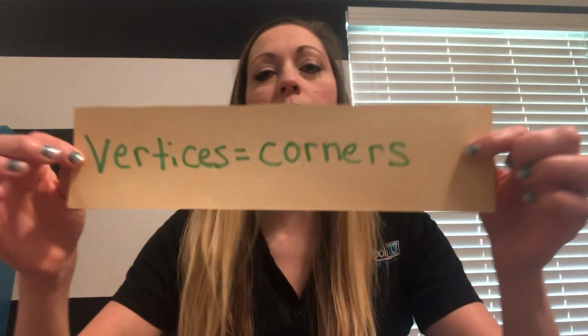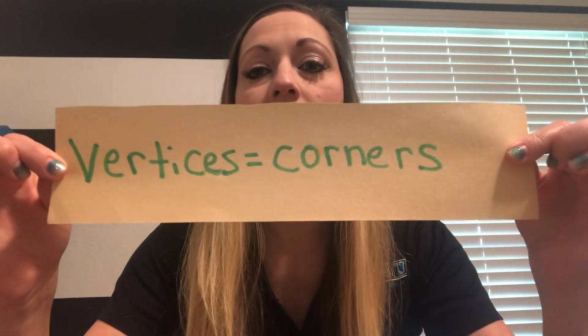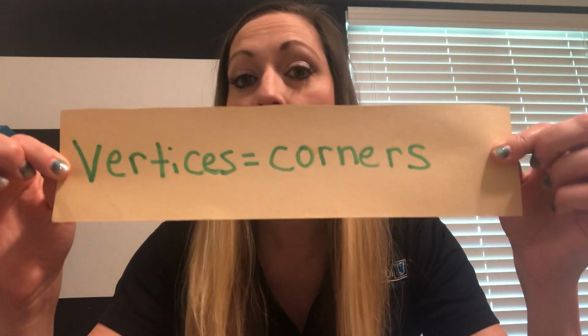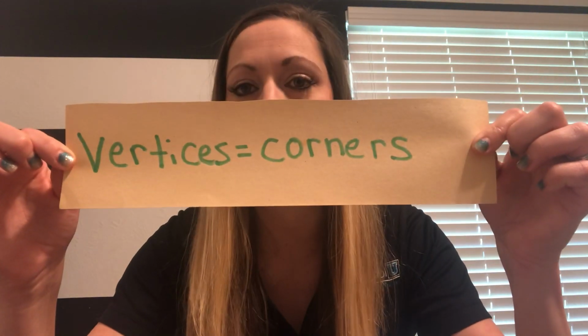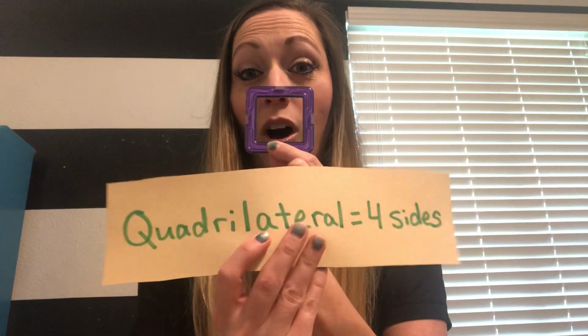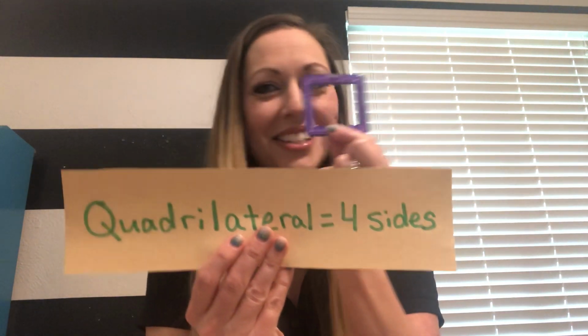The next vocabulary word I have to talk to you about is vertices. And those are just the corners of a shape. So for example, looking at this square, these would be our vertices. And in this case, it would have 1, 2, 3, 4 vertices. And guess what, guys? It's also a quadrilateral because it has 1, 2, 3, 4 sides.